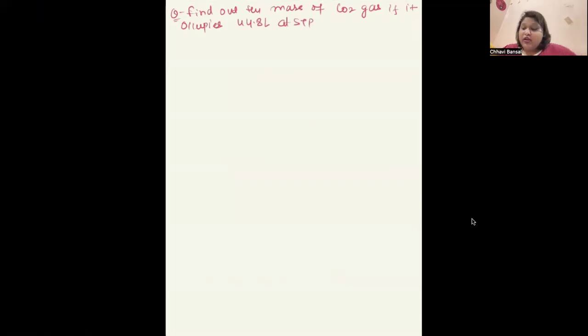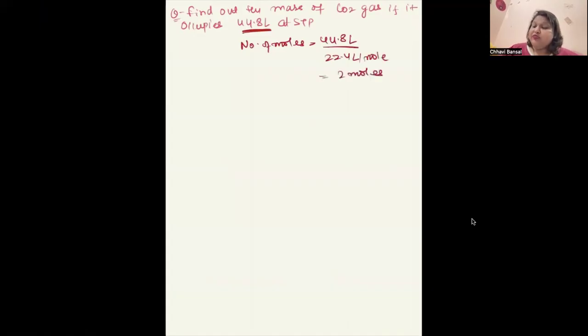Simple. What are we given? Volume. So number of moles will be equal to 44.8 liter divided by 22.4 liter per mole, which is 2 moles. Then mass means gram divided by molar mass equals 2. So gram will be equal to 2 into 44. That is 88 grams. Okay.